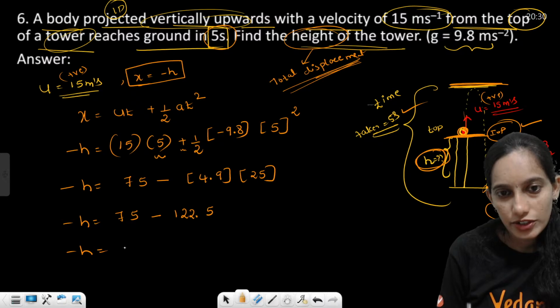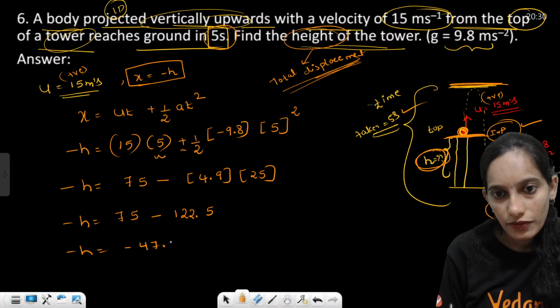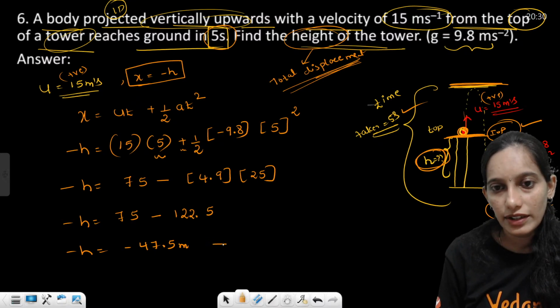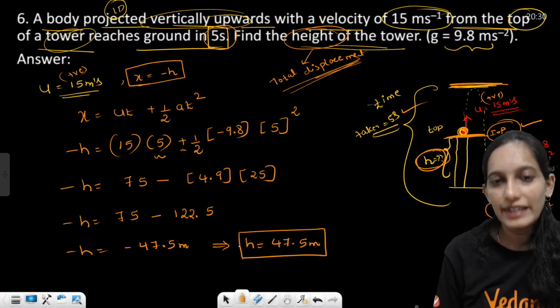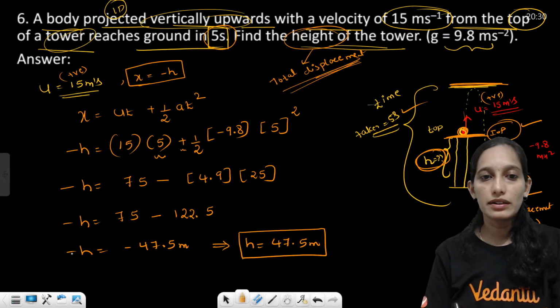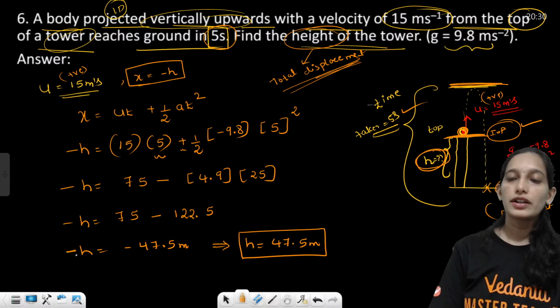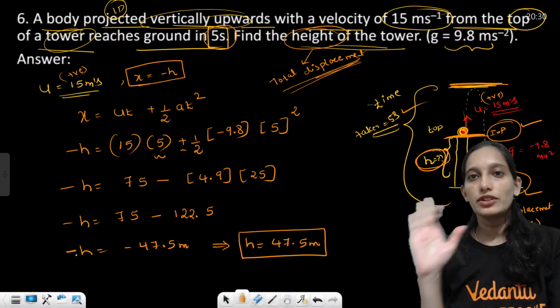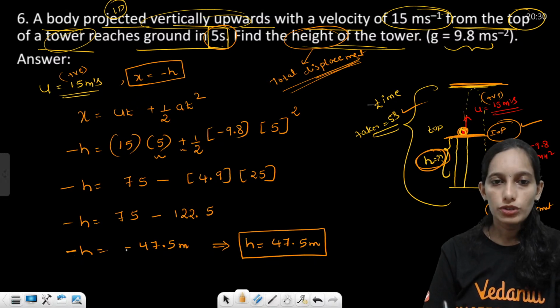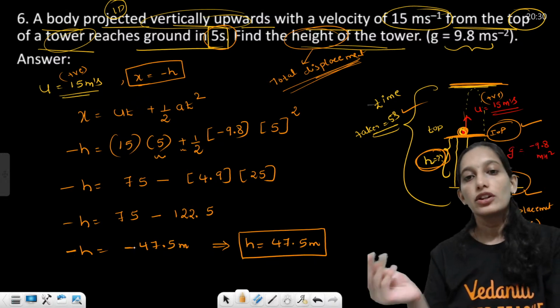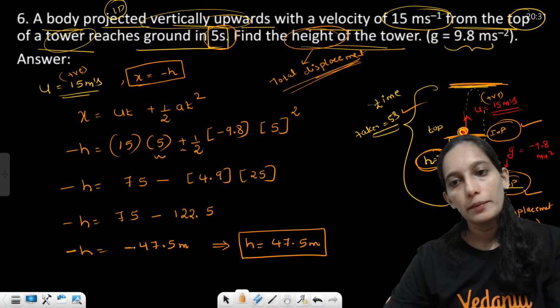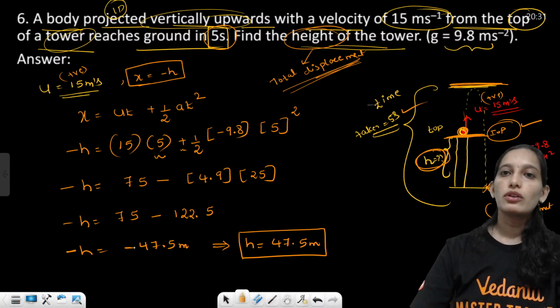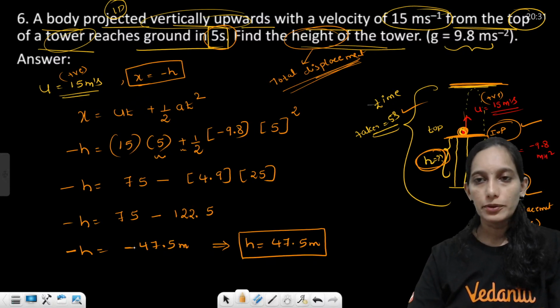So minus h equals minus 47.5 meters, or simply h equals 47.5 meters. If the sign convention is not taken correctly, the answer will not come; you will get minus h here. The height of the tower is never negative, it should always be positive. So the minus signs will cancel out, and the height of the tower is going to be 47.5 meters. So this is how you solve this particular problem.